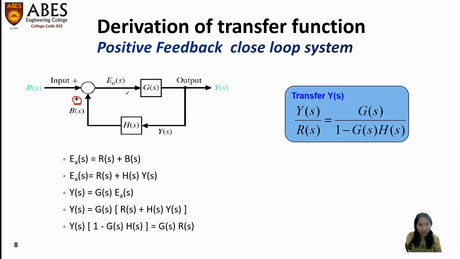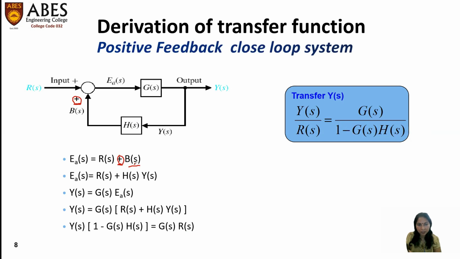Now again, start with the same expression. Consider E(s), which is equal to R(s) plus B(s). Now here, instead of minus, we will write plus, because the feedback signal is having a positive sign. Now again, substitute B(s) as the product of H(s) into Y(s).